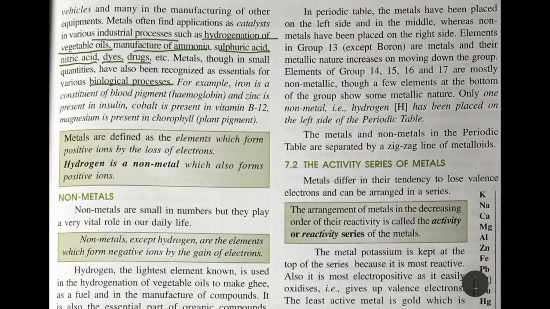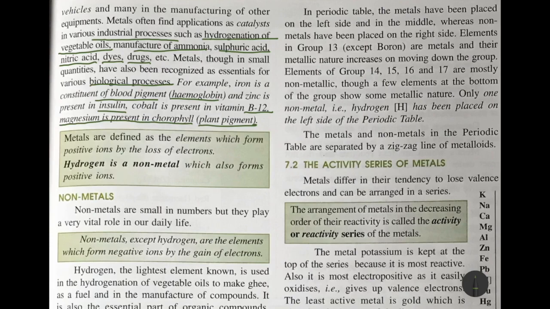For example, in our blood, iron is present, you know that, isn't it? Iron is a constituent of blood pigment, hemoglobin, and zinc is found in insulin, that is a hormone. Cobalt is present in vitamin B12. That means many different types of metals or minerals are required for a healthy body. And magnesium is present in chlorophyll, that is the green colored pigment of plants.